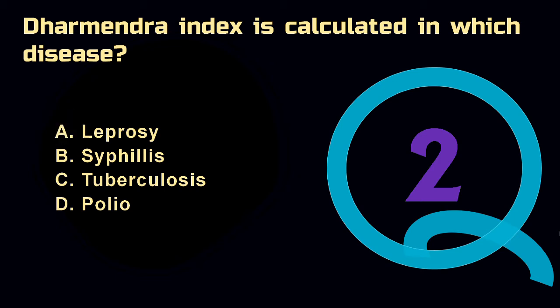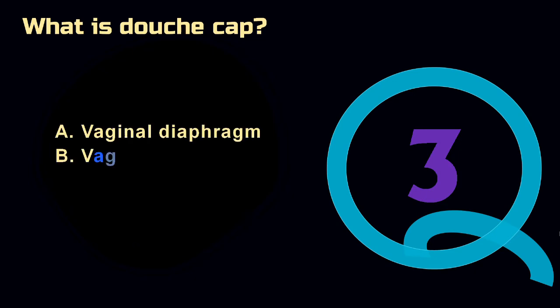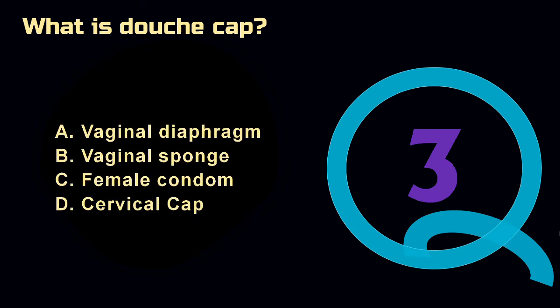Leprosy. The next question is, what is Dutch cap? Option A, vaginal diaphragm, option B, vaginal sponge, option C, female condom, and option D, cervical cap. The correct answer to this question is option A, vaginal diaphragm.